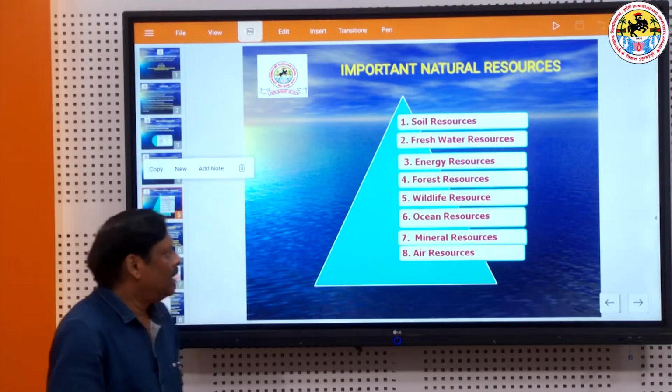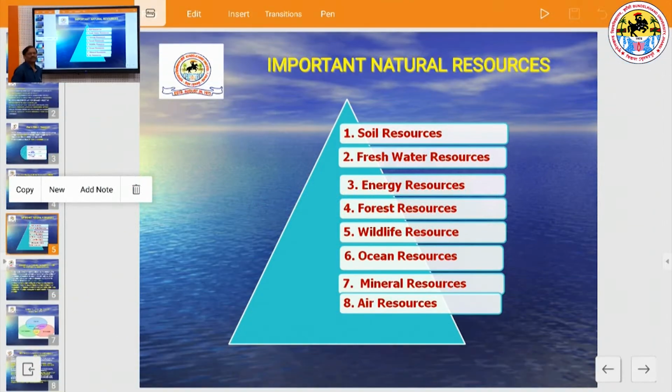Now, there are 8 different resources. In the first lecture I have already discussed the soil resource. Today will be the most important part, the fresh water resource. You know, water is life, and without water we cannot survive. The quality and quantity of water determine our future and our life existence on this earth.